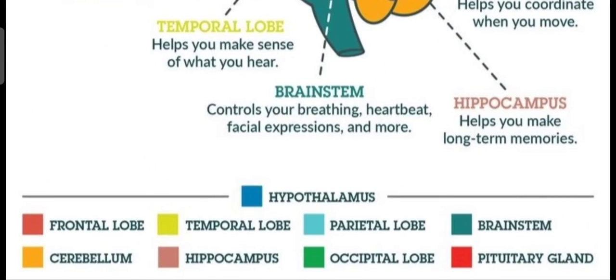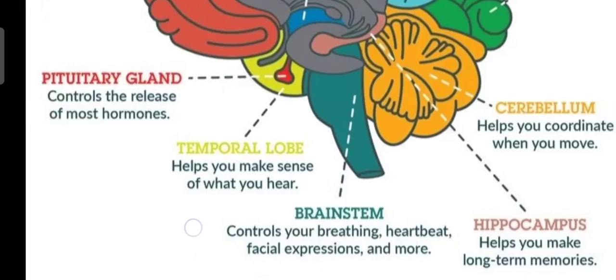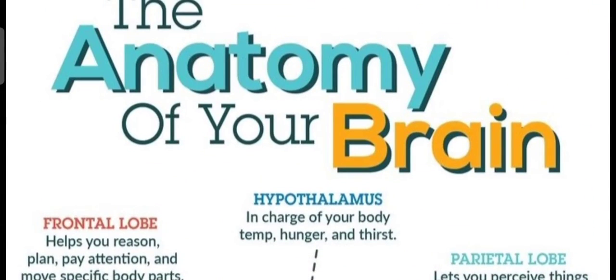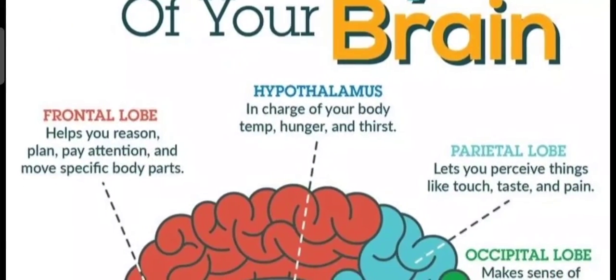Frontal lobe, temporal lobe, hypothalamus, parietal lobe, brainstem, cerebellum, hippocampus, occipital lobe, pituitary gland. These are parts or lobes of the brain. This is the anatomy, and now we are going to read their functions.